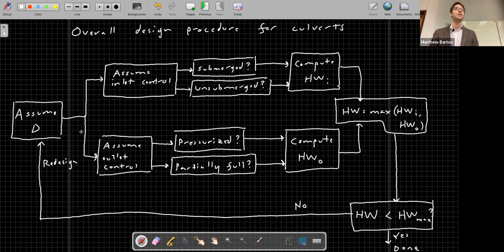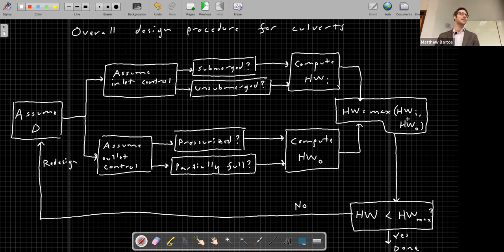Cool. Are there any questions? Any questions about this procedure? No questions? What about this here? Is anyone curious why this is? Does anyone have any ideas? Why is the headwater depth the maximum of the inlet control headwater depth and the outlet control headwater depth?